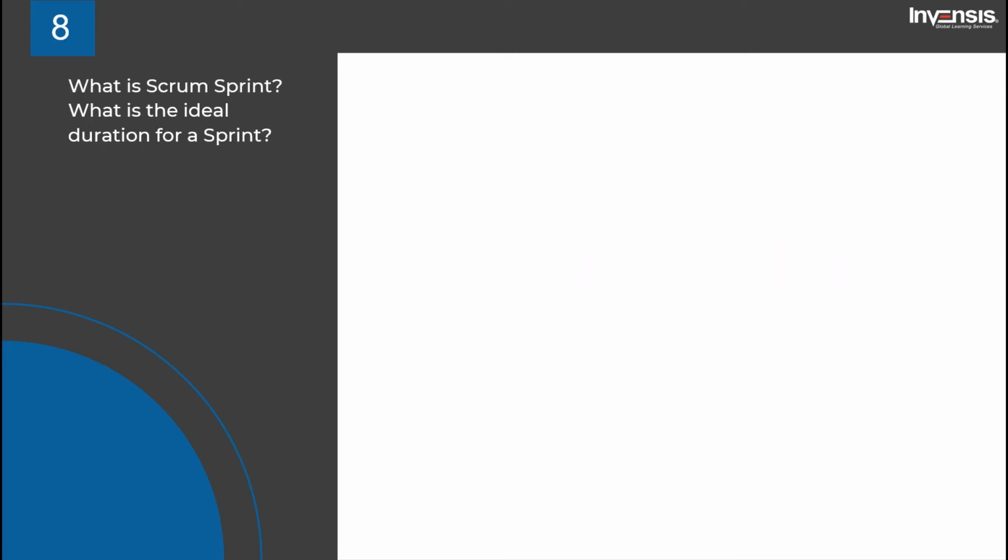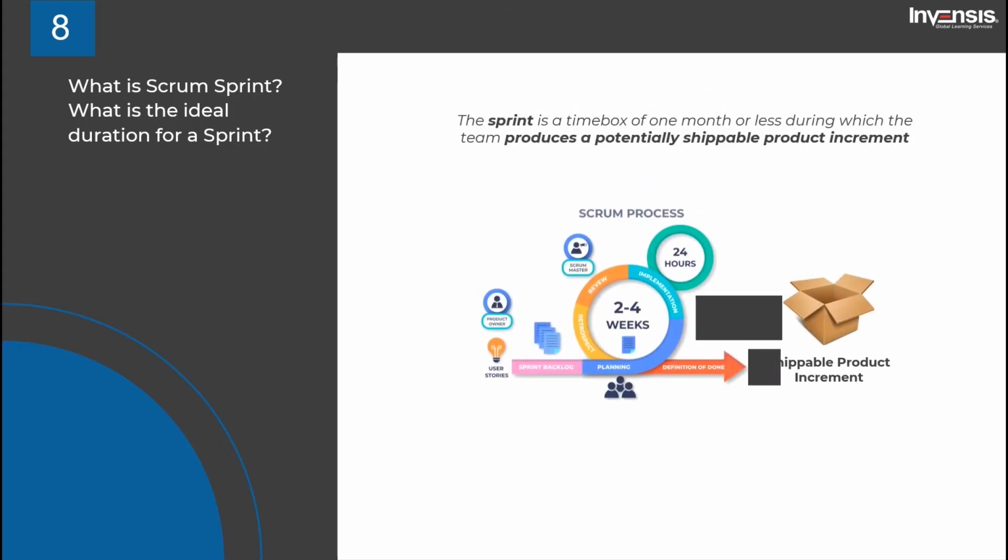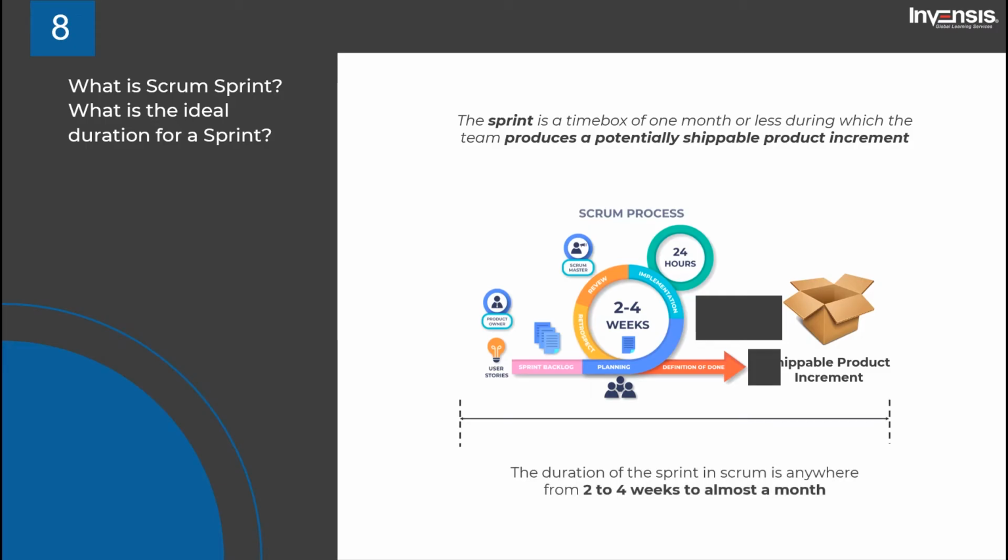What is a Scrum Sprint? What is the ideal duration for a sprint? This is a very common question that you should be aware of. Scrum works by breaking down large products and services into small pieces that can be completed by a cross-functional team in a short time frame. These short time frames or cycles are called sprints. The sprint is a time box of 1 month or less during which the team produces a potentially shippable product increment. Sprints have consistent durations throughout a development cycle, and a new sprint starts immediately after the conclusion of the previous sprint. The duration of the sprint in Scrum depends on the complexity of the project and the size of the team working on it. Usually, it's anywhere from 2 to 4 weeks to almost a month.